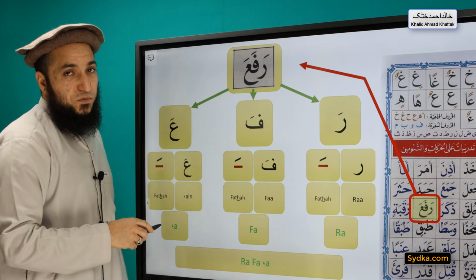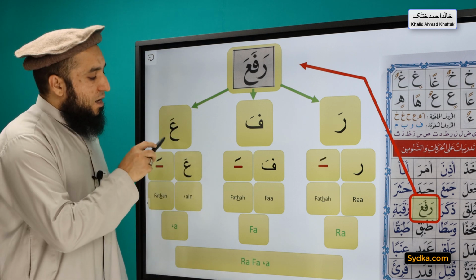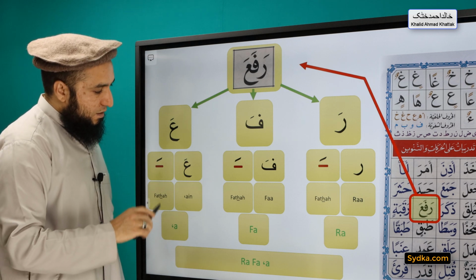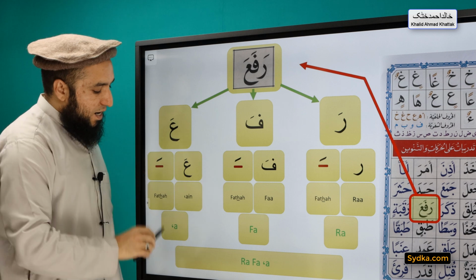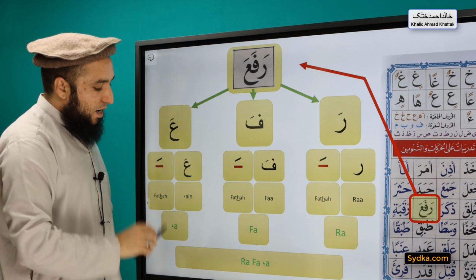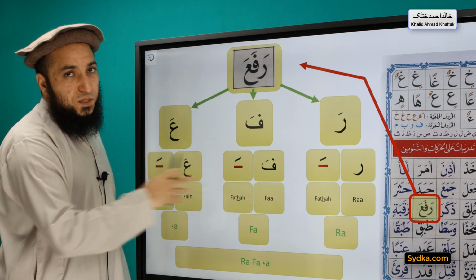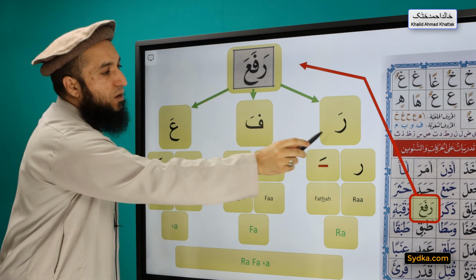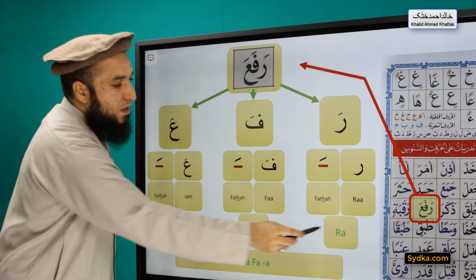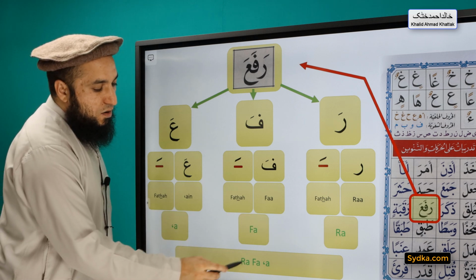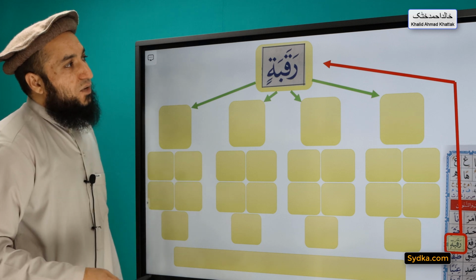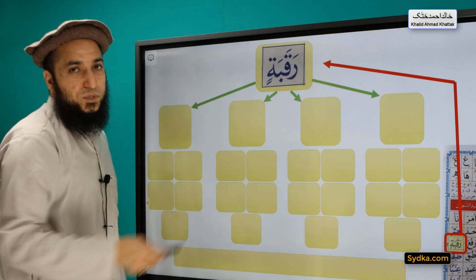The third syllable we have is ayn fatha. Ayn is not silent and we have fatha. Ayn fatha a. Now we combine these three syllables together and we have rafa'a, rafa'a, rafa'a. So the next word we have is raqabatin, and it has 4 syllables.